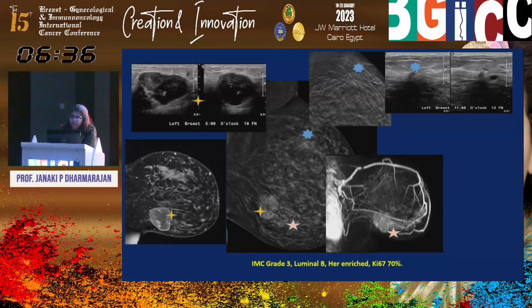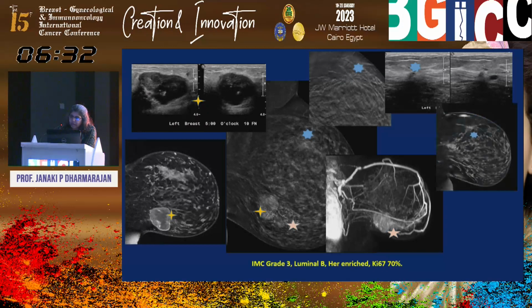So ultrasound showed a mass in the upper inner quadrant, almost close to the sternum. MRI also showed a suspicious area, and biopsy was performed from two diagonally opposite areas, that is from the upper inner quadrant as well as the necrotic mass. And this was an invasive mammary carcinoma grade 3 luminal B, again with high proliferative index. It was HER2 enriched also.